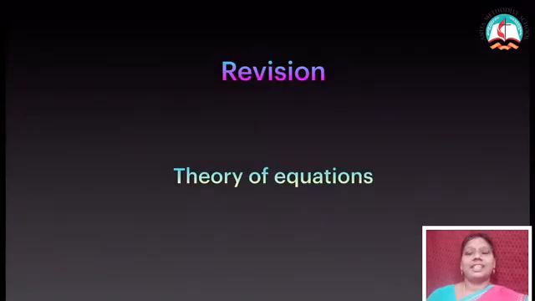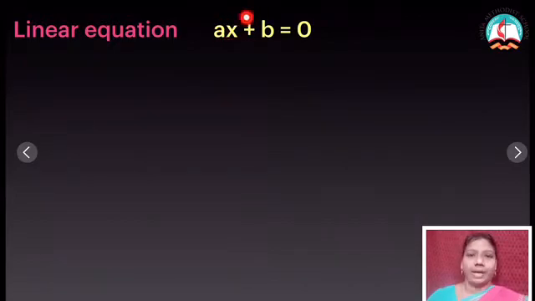Okay. First thing is we are going to do it in theory of equations. Right. So the first one we just learnt is the linear equation. If an equation is said to be linear, then it has the form ax plus b is equal to 0. That is, the power of the equation should be equal to 1. Then we call that equation a linear equation. We can get only one root for that equation, right?